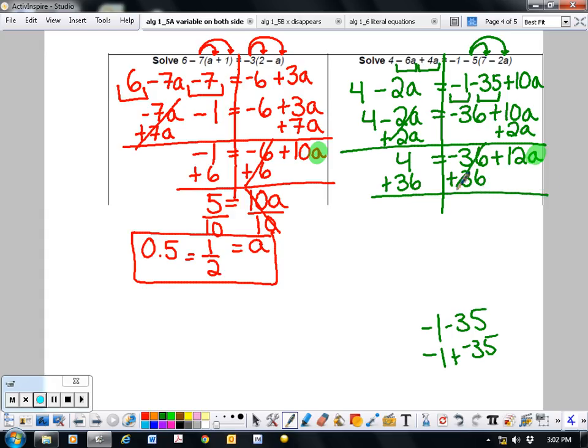So this becomes 0, this becomes 40. I still have this 12a. Side by side indicates multiplication, so I divide. Okay, it's not going to be a pretty answer. So I'm going to go ahead and simplify the fraction by dividing by 4 on top and bottom. So 40 divided by 4 is 10.